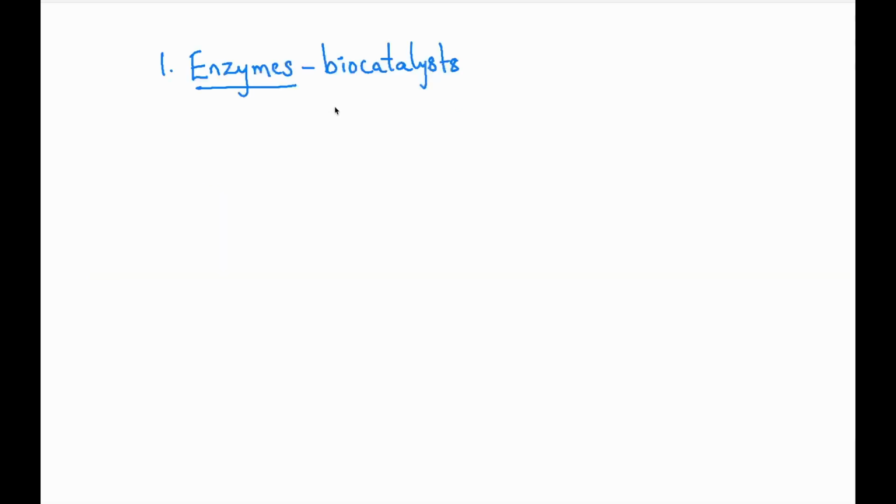The first major function of proteins is as enzymes. Enzymes are biocatalysts that help to speed up the rate of chemical reactions. We have a lot of enzymes in the human body, and all the enzymes are basically proteins. They help to catalyze and accelerate the rate of biochemical reactions. Some key examples of enzymes in the human body are discussed here.